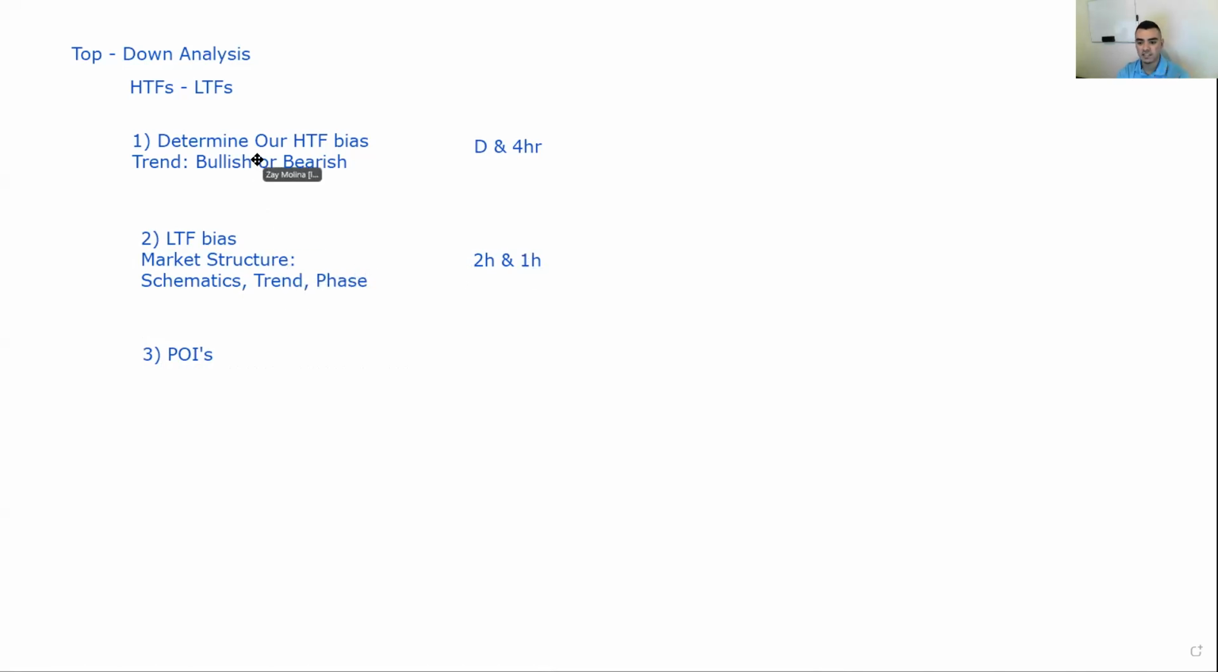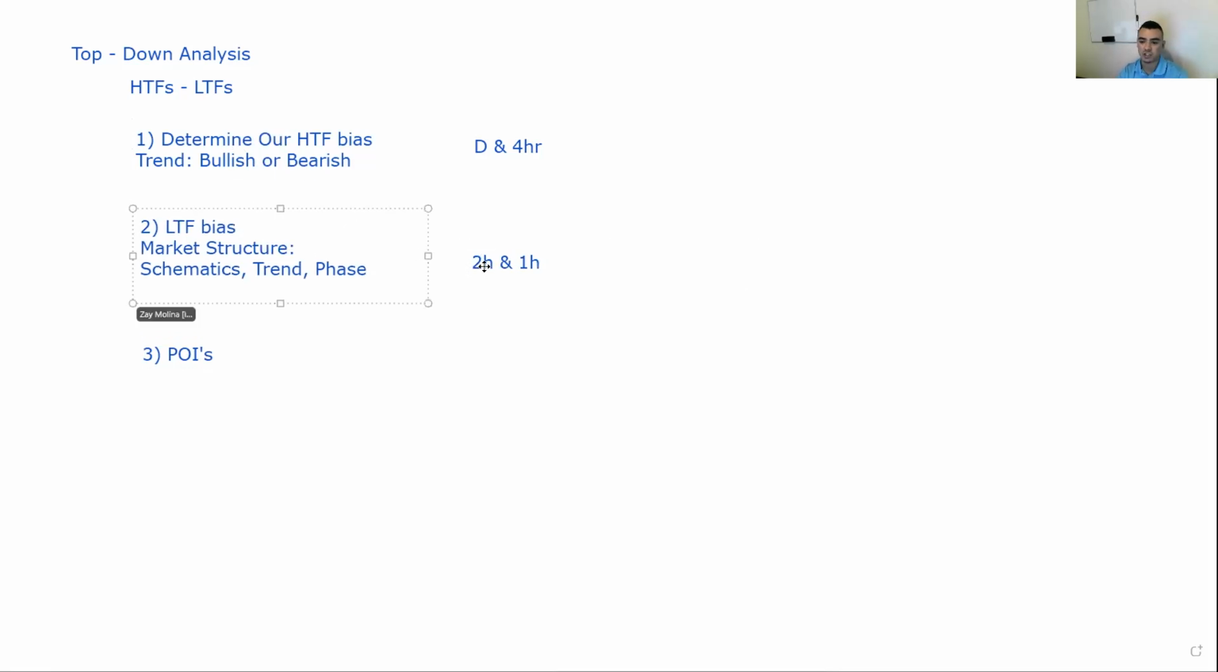However, this is a good idea to start with and start looking at the order of how you should look at things. You want to look for the trend, the bias, the structure, and then you want to start looking for your points of interest. So it doesn't necessarily have to be in this order of time frames, but this is the way I suggest you look at it. Look at higher time frame bias, what's your trend? Lower time frame bias is your structure, your schematics, your trend still. And then you want to get into your points of interest. Does that make sense? Drop some ones in the chat if that makes sense.